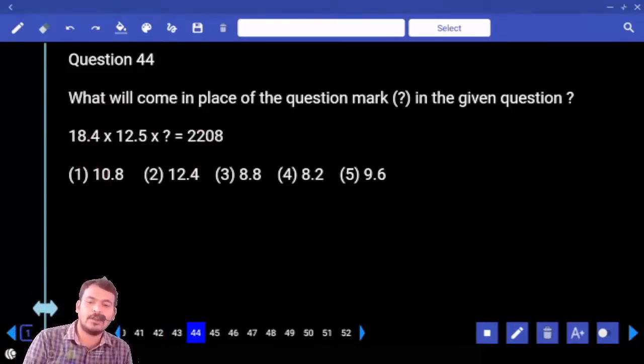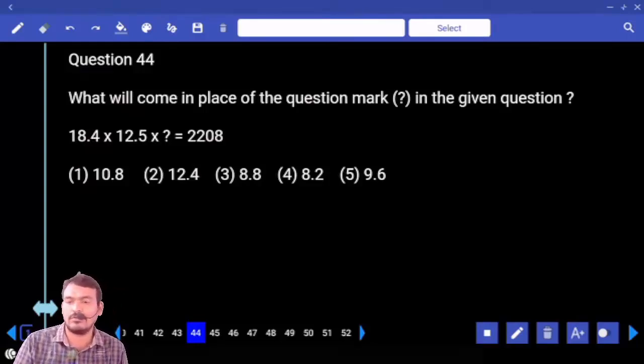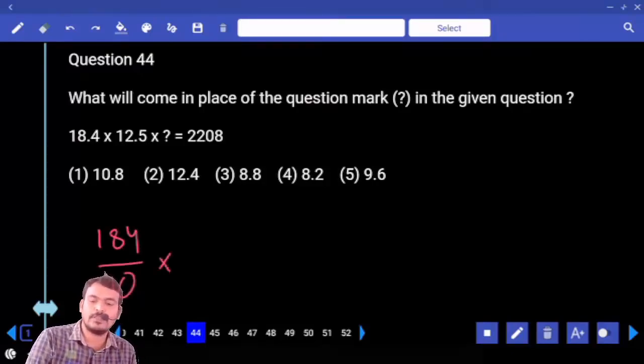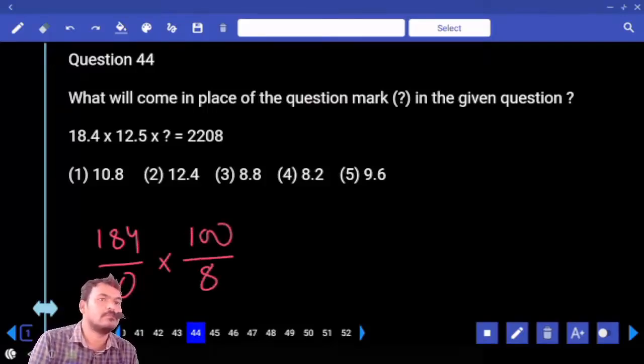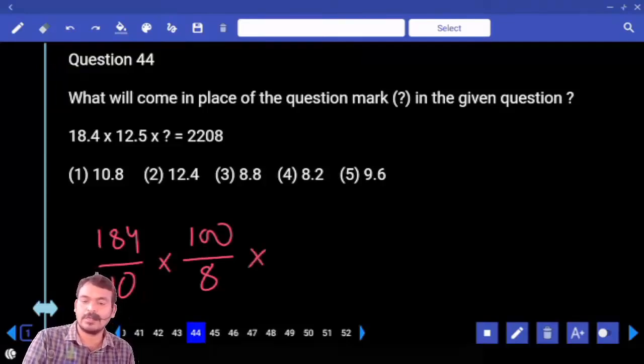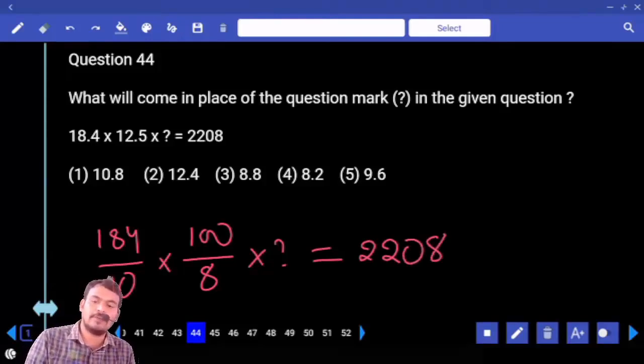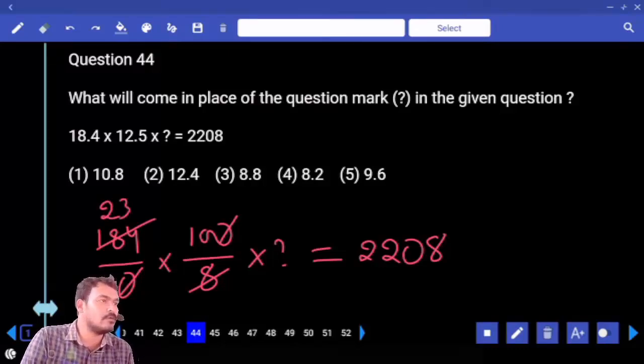Next question number 44. 18.4 into 12.5 into something, it is equal to 2208. 18.4 means written 184 by 10 or not. 12.5 means it is 100 by 8 or not. 100 by 8 into something, it is equal to how much value? 2208. First, left hand side numerator 0, denominator 0 cancel or not. 8 how many times? 184. 8 2s are 16. 8 again 3 times or not. Okay.